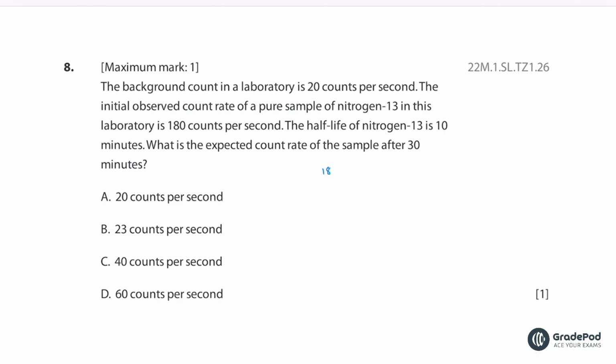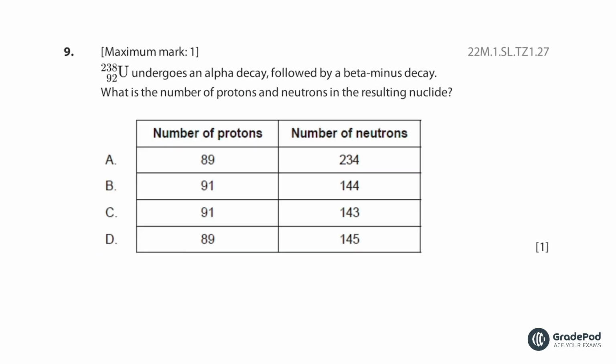The first thing we do is remove the background count. So we're going to start with 160. That's at t equals 0. After 10 minutes, it's going to be 80 because it's half of what it was. After 20 minutes, which is another half-life, it's going to be 40. And after another 10 minutes, which is 30 minutes, and that's where we want to be, the count rate will be 20. However, we have to add on the background count again. So at that point, our answer is 40. C.